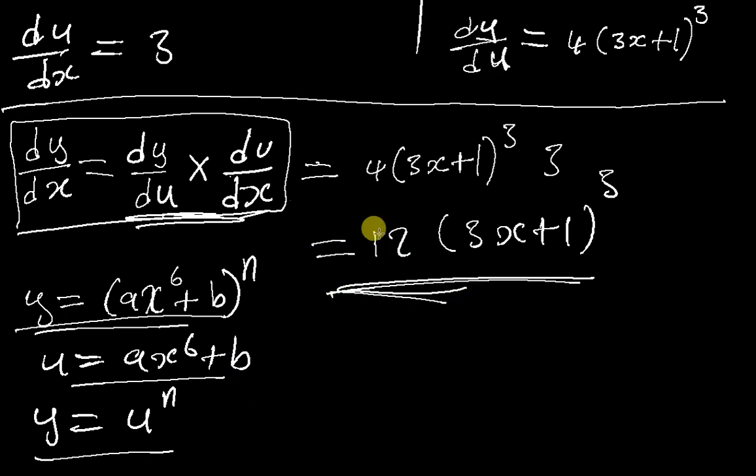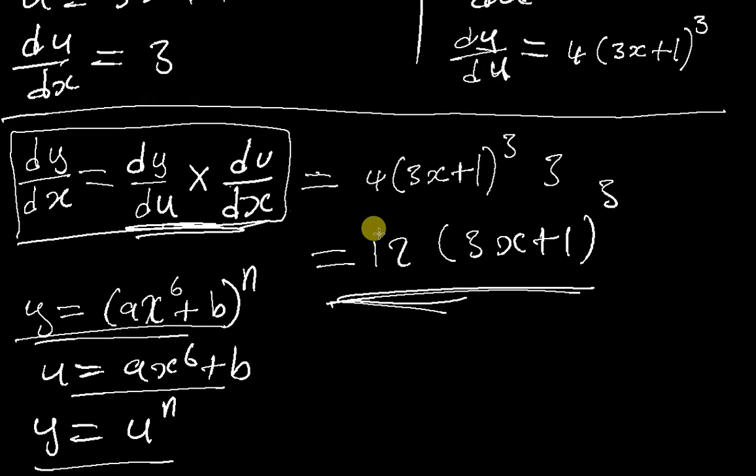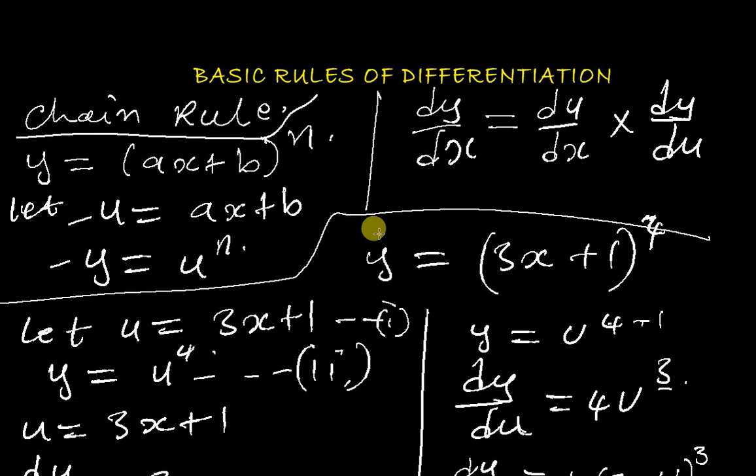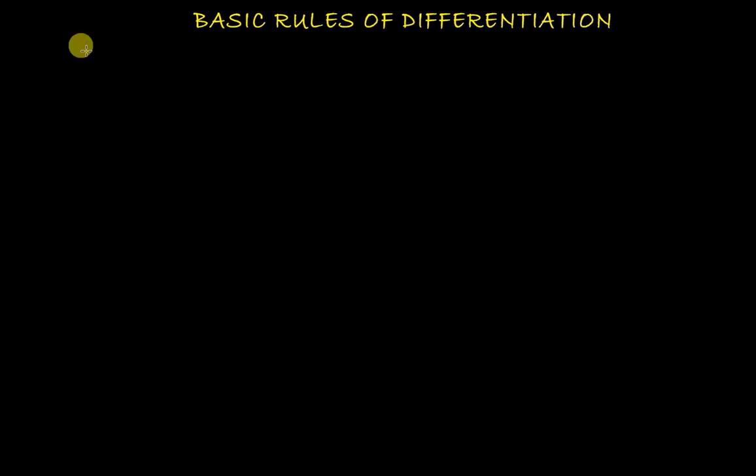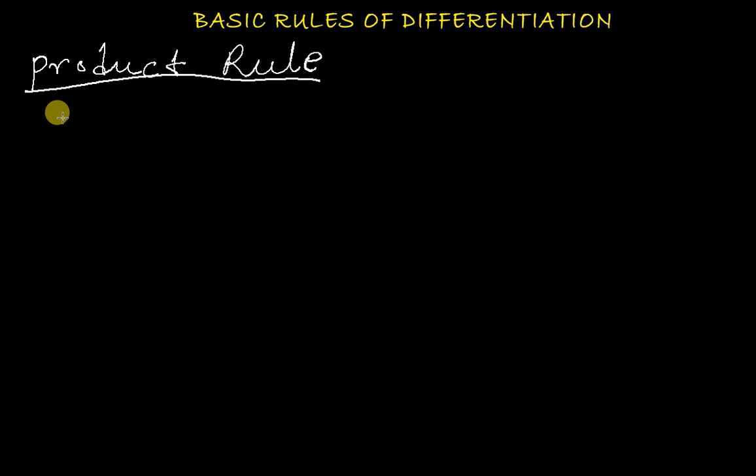Alright, so let's quickly move on to the other rule. So we've looked at the chain rule, the power rule, and the first principle. So we quickly look at the product rule. Just from the word itself, product, you only get a product when you're multiplying two functions or two numbers. So this implies that you need to have two functions multiplying themselves for you to use the product rule.